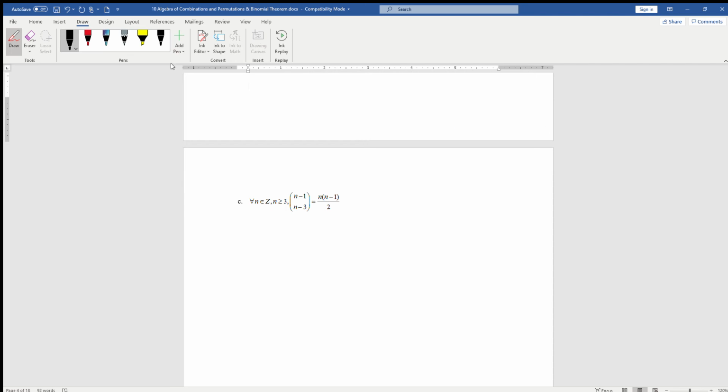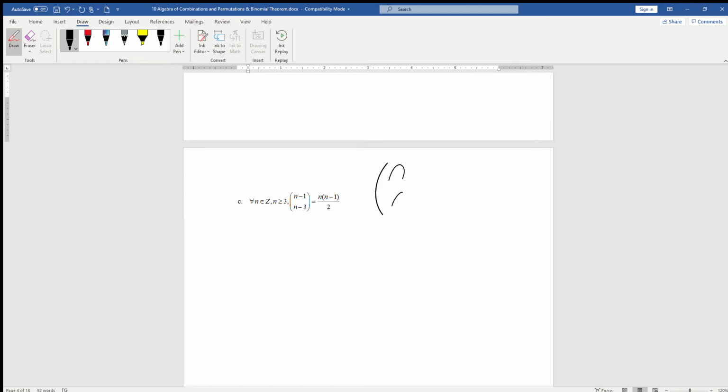A few more examples of being able to utilize the definition of combinations, this time to algebraically prove some statements about combinations. A first example is that for all n in the integers, for all n greater than or equal to 3, n minus 1 combination n minus 3 is equal to n times the quantity n minus 1, divided by 2. So, a very simplistic example.